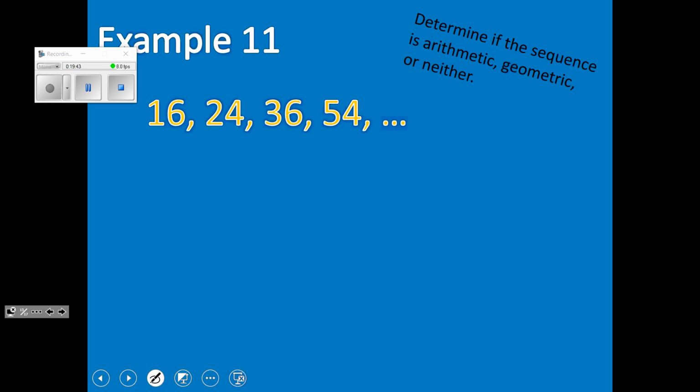My question is it arithmetic, is it geometric, or neither? What are you testing for? You're testing to see if it's arithmetic, then it will have a common difference. If it's geometric, then it will have a common ratio, and if it's not either one of them, then it's neither. Okay, so you're testing to see, does it have a common difference, or does it have a common ratio?